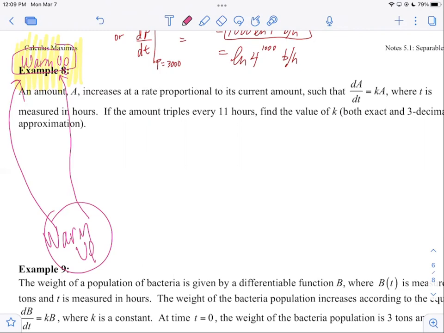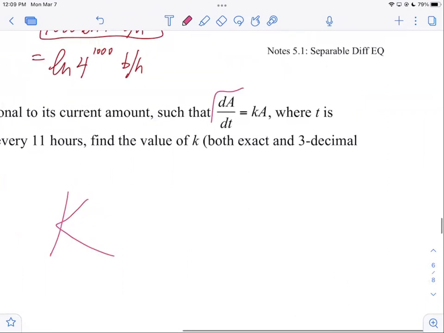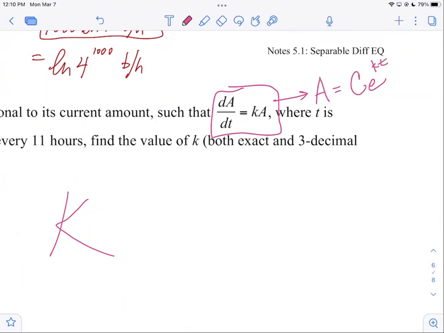It says where t is measured in hours. If the amount triples every 11 hours, find the value of k. Do you remember from last time, there's a short, quick, fast way to do it. If you know it's going to be dA/dt equals kA, that is going to be strictly exponential. And what would the solution be? Instead of y equals, it's A equals C e to the kt power, right?